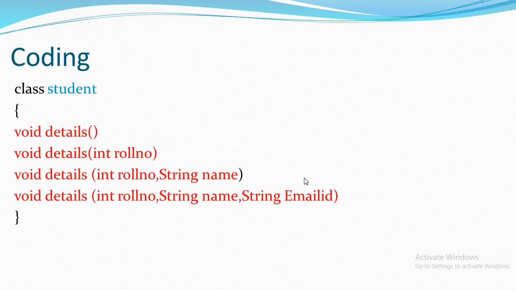General syntax for method overloading. Class name, void details. In one details method we are passing empty arguments. In another details we are passing a single argument. In another we are passing two arguments, and in another we are passing three arguments. So depending upon the number of arguments and data types, this is known as method overloading.